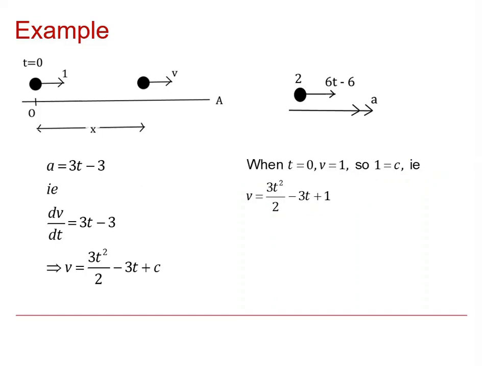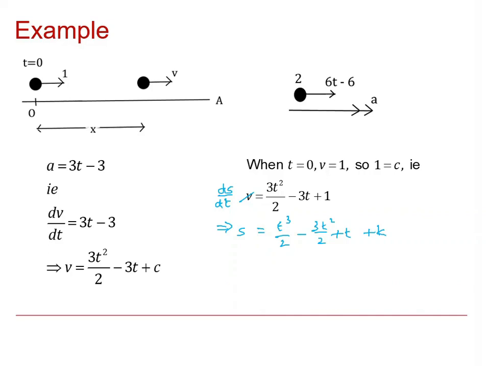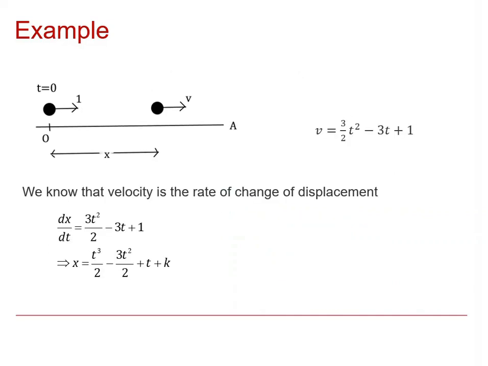Okay, then, having got that far, again we need to realise that v is not terribly helpful. We need to think of that as ds by dt, because the velocity is the gradient on a displacement time graph. So integrating once more, that tells us that s is equal to t cubed over 2 minus 3t squared over 2 plus t plus another constant. Okay then, so we can now look at that result and use the initial conditions once more. This time we do use the x is equal to 0. So when t is equal to 0, x equals 0. So pretty trivially we get that k also is equal to 0. So our final result is that x is t cubed over 2 minus 3t squared over 2 plus t and nothing else.